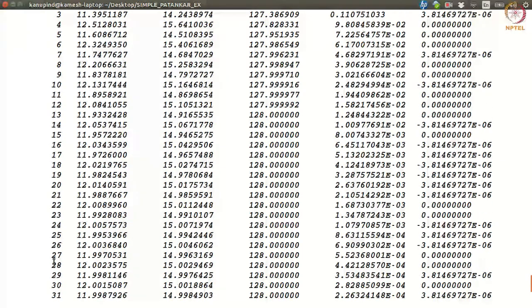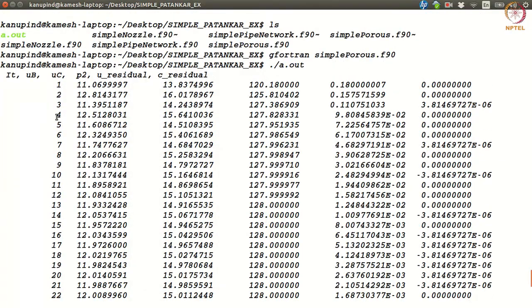So the columns here are: the first column is iteration, the second one is UB, the U velocity, UC is the third column, then pressure is the fourth column, then we have the U residual and C residual. C residual is 0. One thing you note is that for every iteration the C residual, that is the continuity equation, that is the B term, is always 0 or less than the tolerance, right?